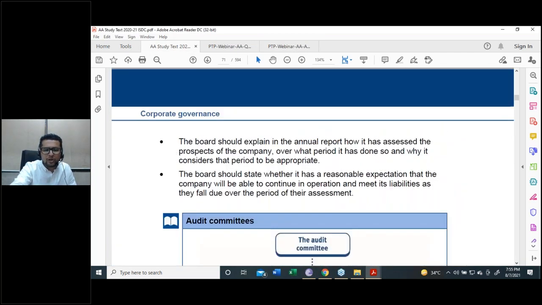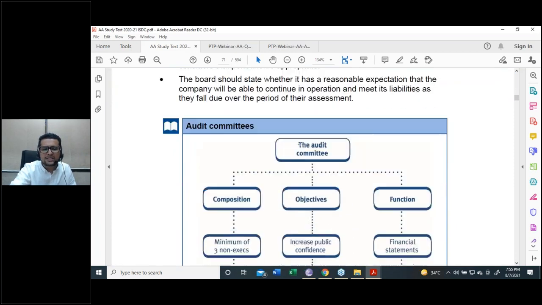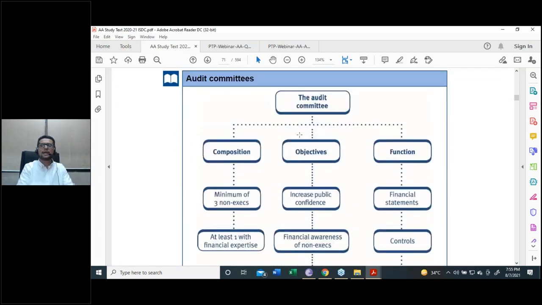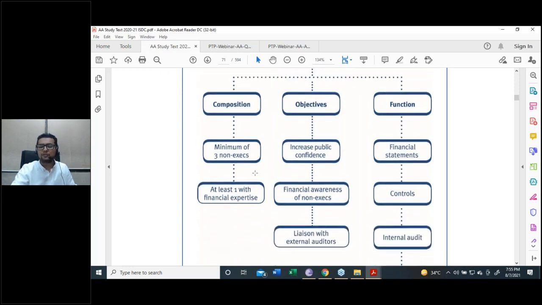Okay, one important topic in the corporate governance chapter is called audit committee. You should be familiar with this one. An audit committee consists of at least 3 non-executive directors, and at least one of them should have the financial expertise. What's the objective of audit committee?